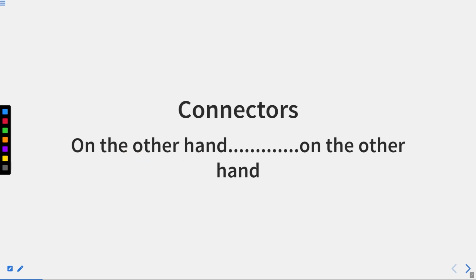Now, first of all, we'll discuss on the one hand and on the other hand. So this is a connector. Now you can see these two parts. It means whatever has been said, on the other hand, we are going to discuss something opposite to it, what we have mentioned in this statement.